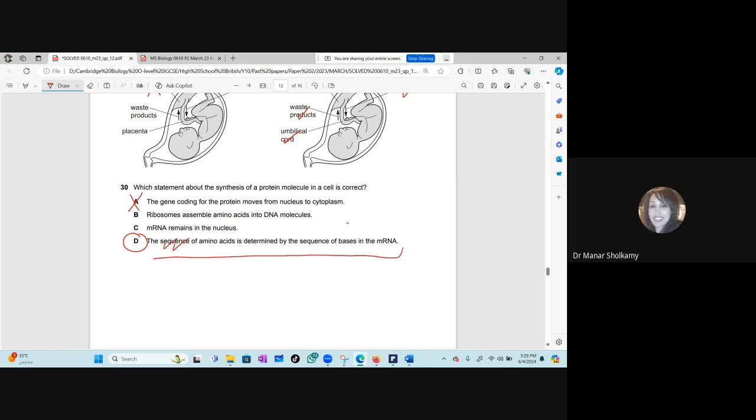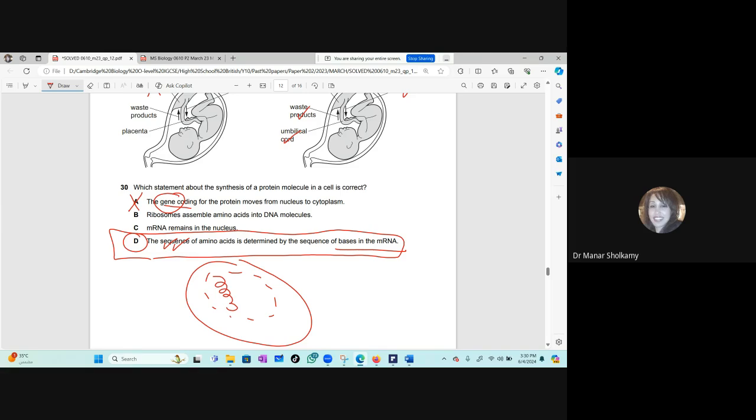Now this is the most popular sentence that you have to write whenever you are asked about protein synthesis: that the sequence of the amino acids is determined by the sequence of bases in the messenger RNA. And where did the messenger RNA get the sequence of bases? From the DNA. If you remember, this is our nice cell here. This is our nucleus. We have DNA that never goes out of the nucleus. So A is wrong, the gene coding for the protein moves from the nucleus to the cytoplasm. Genes never move from the nucleus to the cytoplasm. Genes stay in the nucleus.